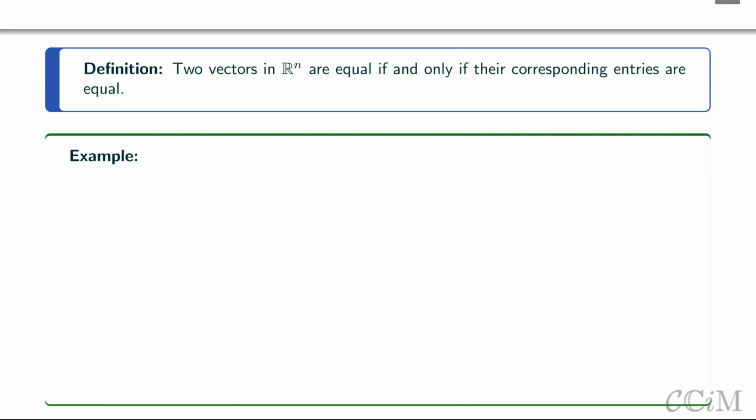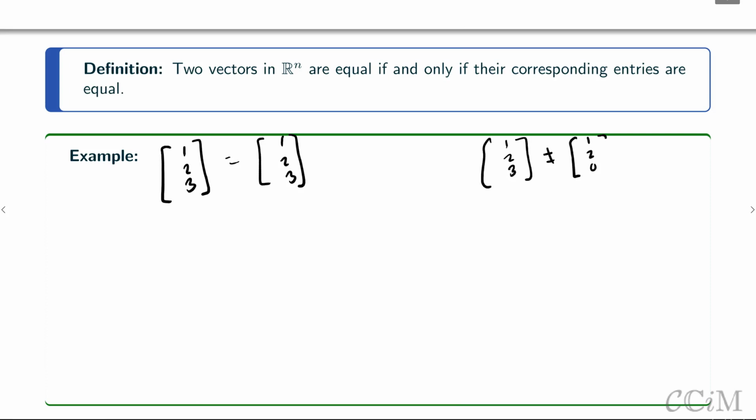We say two vectors are equal if and only if their corresponding entries are equal. So very simply, the vector 1, 2, 3 is equal to the vector 1, 2, 3 because these vectors are the same size and they have the same entries in the same locations. 1, 2, 3 does not equal the vector 1, 2, 0 because in the last place, in the first vector, we have a 3 and in the second vector we have a 0. Similarly, the vectors have to be the same size in order to be equal to each other. So the vector 1, 2, 3 as a column is not equal to the vector 1, 2, 3 as a row.